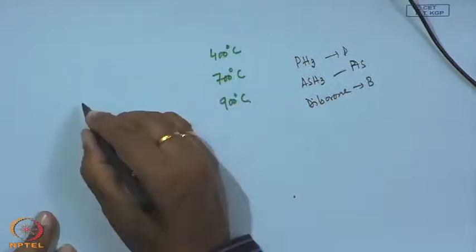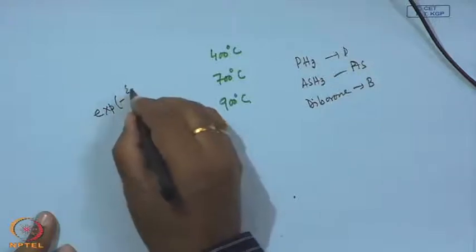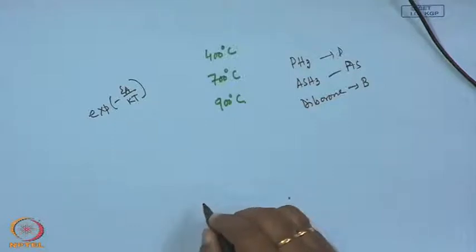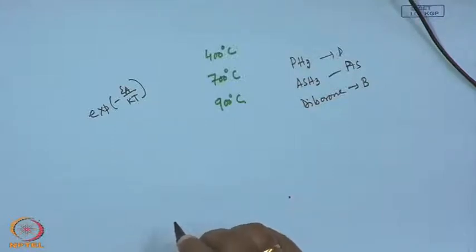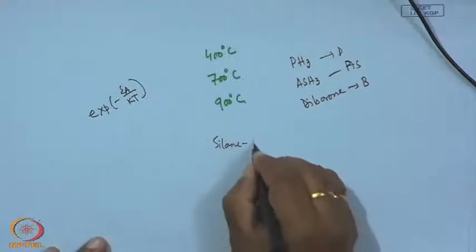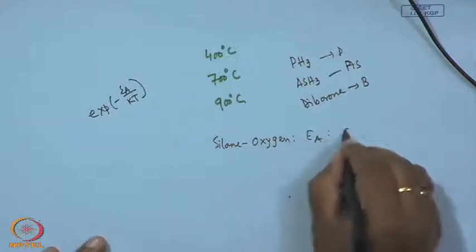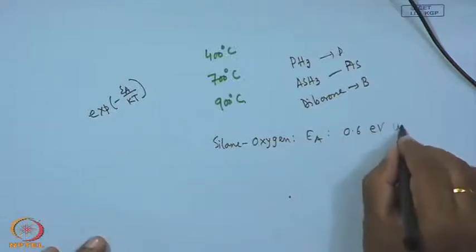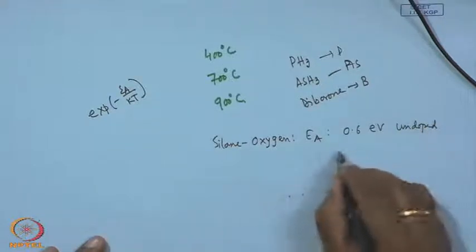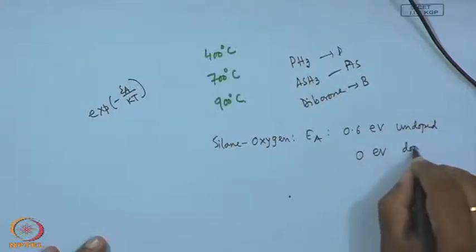The deposition rate has been found to vary with temperature. In this case, the SiO2 deposition rate varies as exponential minus EA by KT, where EA is the activation energy, and this activation energy is different for different materials. For the silane oxygen reaction, the activation energy is 0.6 electron volt when it is undoped, and the activation energy is 0 electron volt, that means no energy is required, if it is doped.